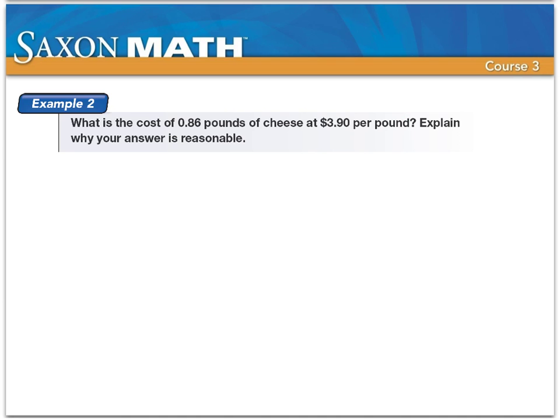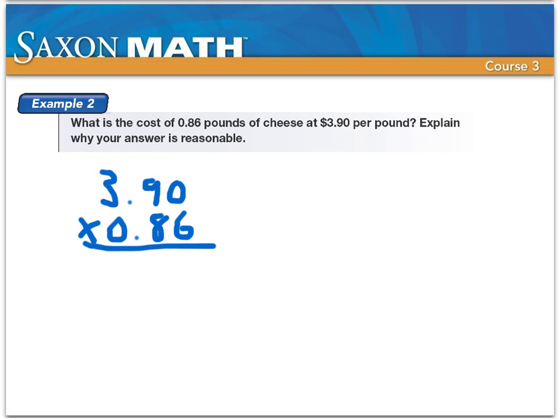Example 2. I want to know what is the cost of 0.86 pounds of cheese at $3.90 per pound, and explain why my answer is reasonable. This is a multiplication problem because I've got some number of pounds of cheese and I know how much per pound. Whenever I see per pound, I should know I'm going to multiply. So I'm going to take 3.90 times 0.86 and multiply those. Again, lining up the digits, not necessarily the decimal points.